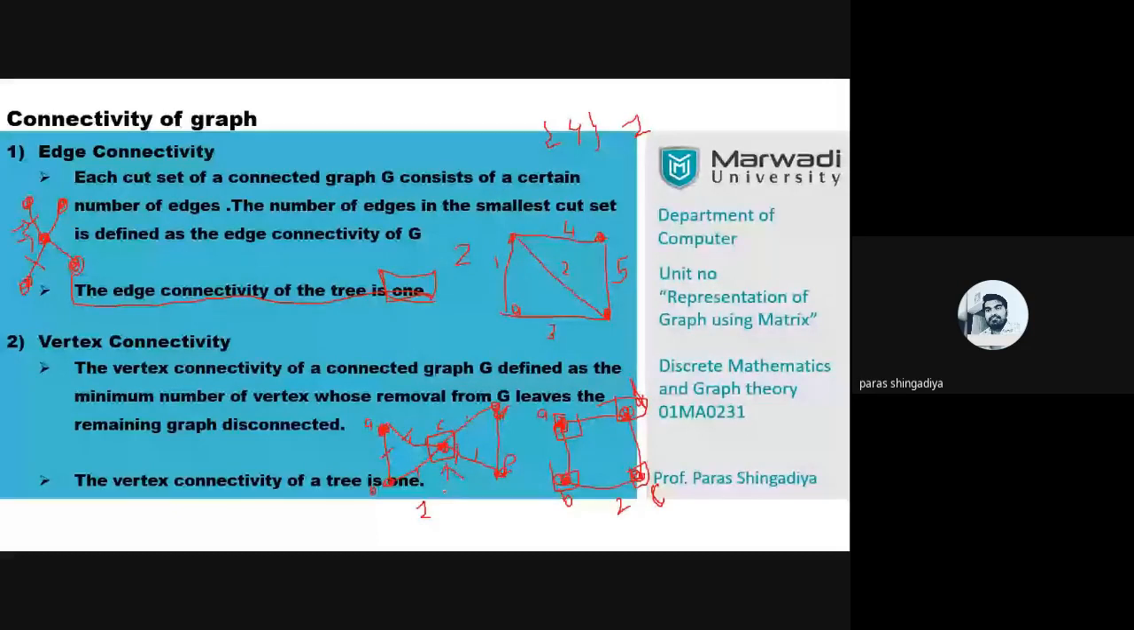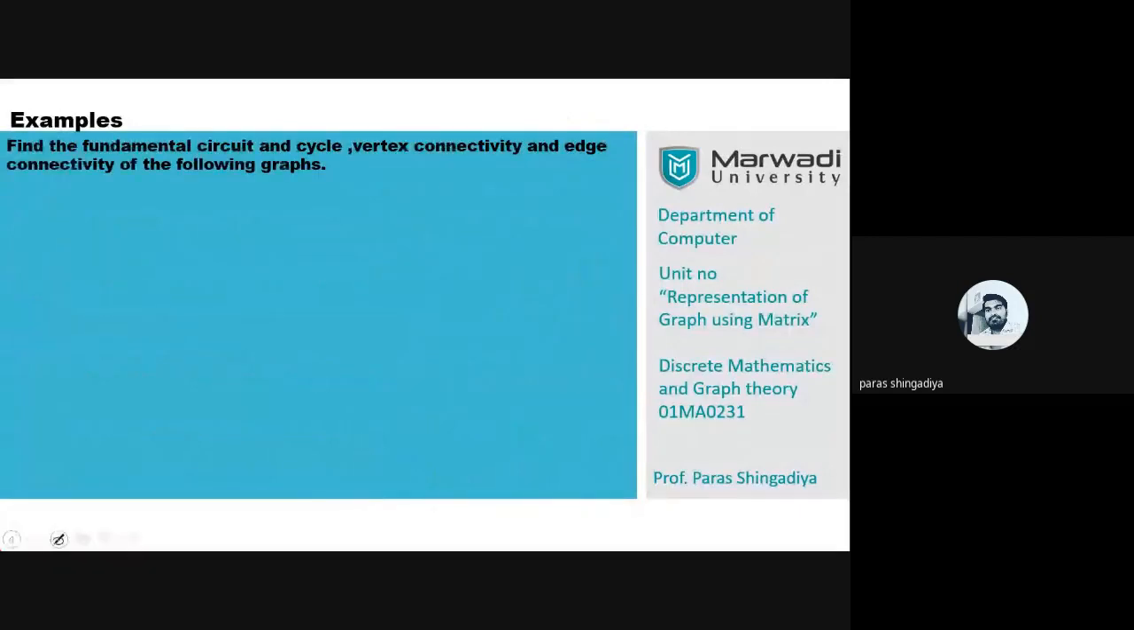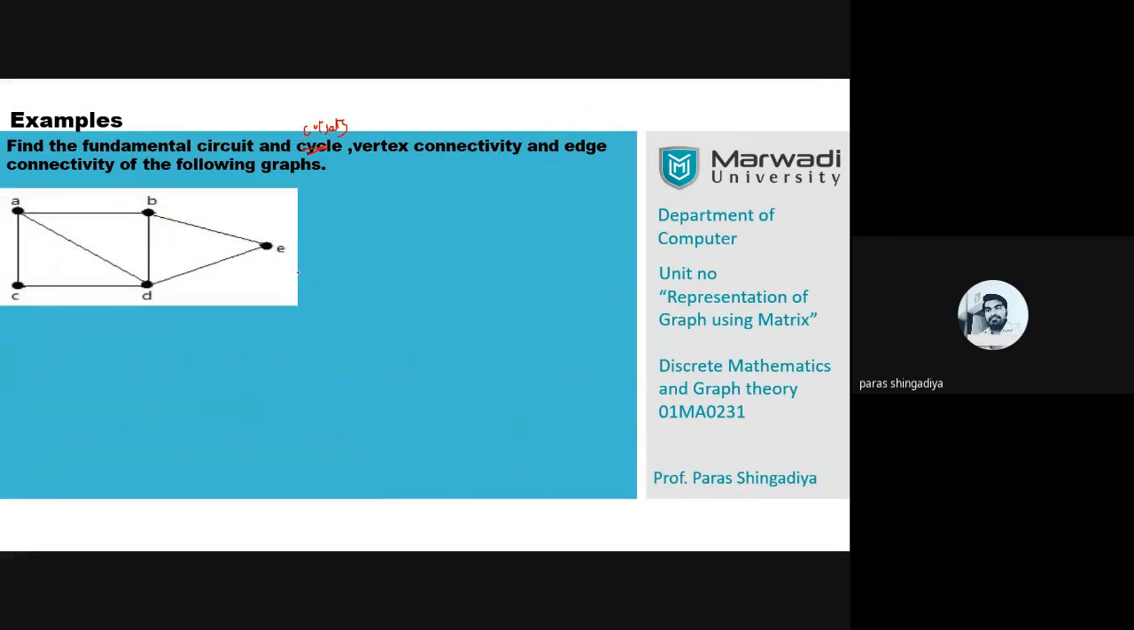So next is an exercise on this topic, where you have to derive the fundamental circuit, fundamental cut set, vertex connectivity, and edge connectivity of the following graph. All 4 things we have to derive for this graph. If it is asked in the exam, what is the meaning of vertex connectivity? What is the meaning of edge connectivity? Derive both for the following graph. So you first have to define the definitions and then derive them for this graph.